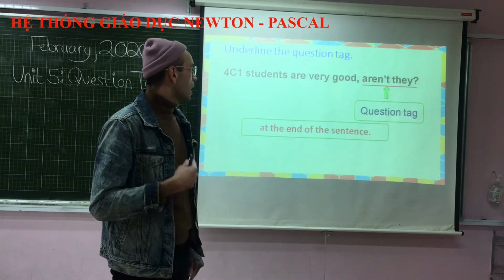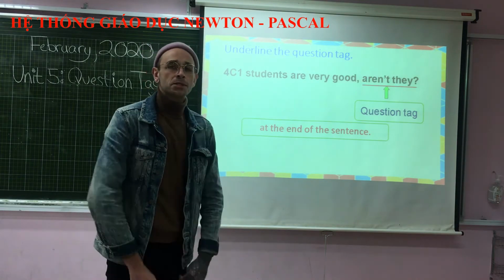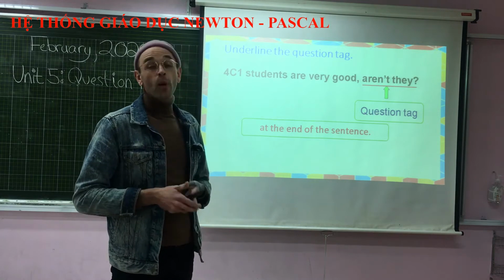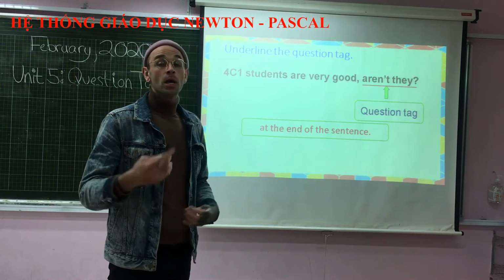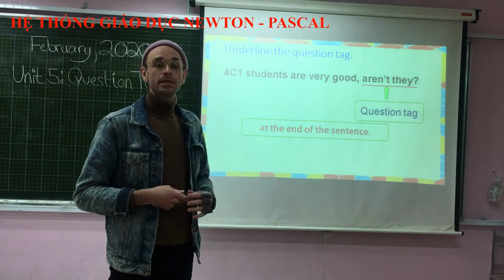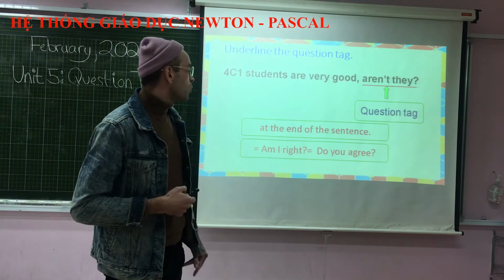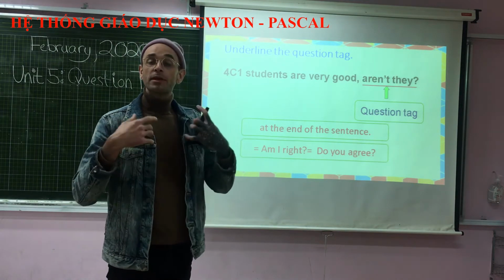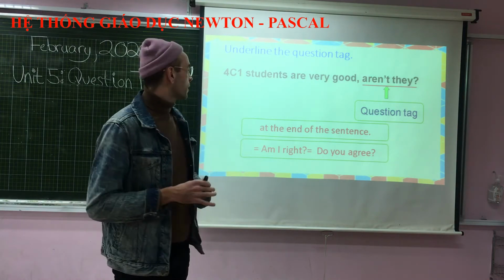So, like I said, the question tag comes at the end of the sentence, but what exactly does a question tag do? Why do we put it in a sentence? So, we put a question tag in a sentence because we are looking for agreement. We want to know if someone thinks that we are correct or if someone agrees with us.